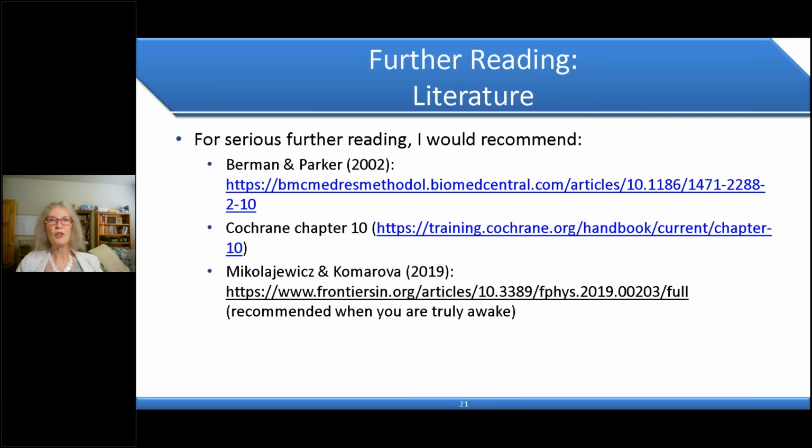If you really want to understand what meta-analysis is doing, both mathematically and all the different pitfalls, some of which we've just covered here, then I would suggest you use that article. But basically, I would only tackle that during the day. This is not night reading.